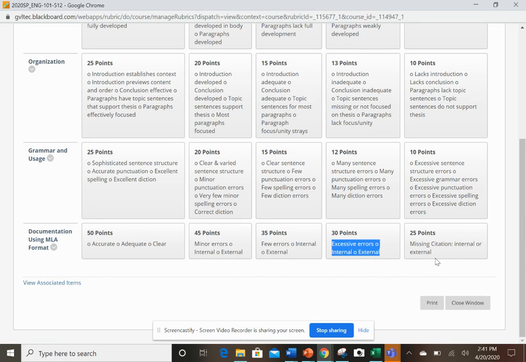And if you are missing citations, that can take a big chunk here too. Now, like we talked about, if you're missing all your in-text citations or the entire works cited page, your essay will fail, okay? I'm not trying to be mean or scary or anything. It's just, if a student turns in a paper that has no in-text citations or no works cited or both, that paper will not pass. It may not get any credit at all.